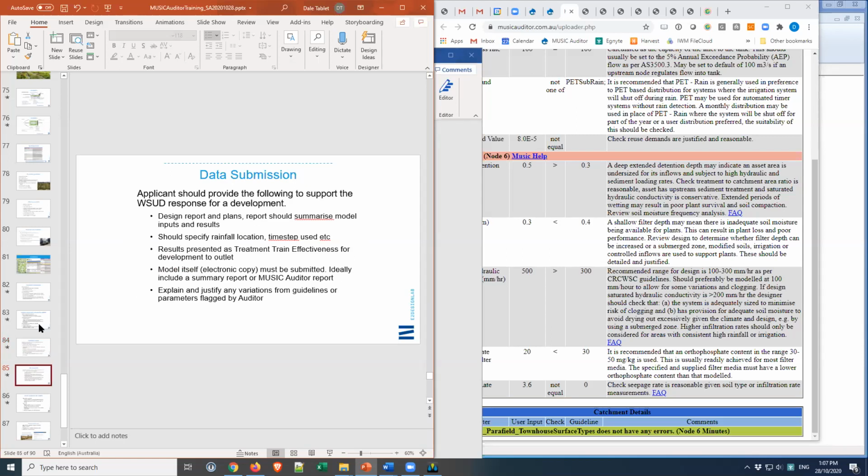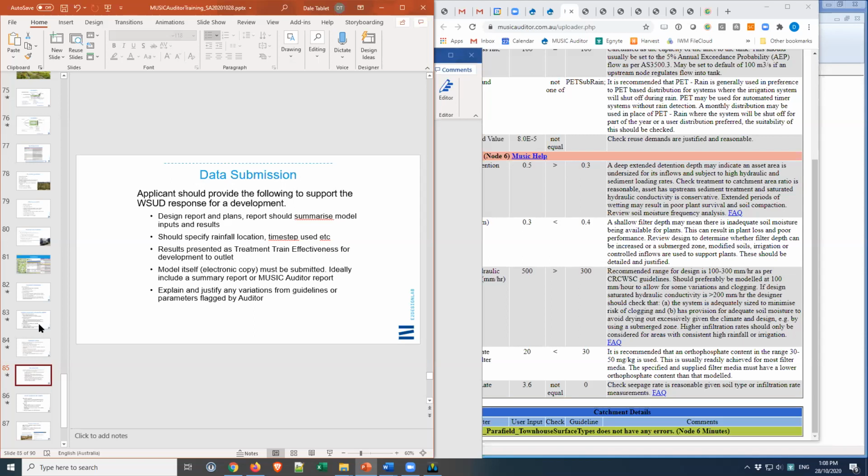Okay. Coming back to Jude's point about submissions, we would suggest the following is provided: that you've got design reports and plans, that there's a summary of all the model inputs and key results given, even if it's a 1 or 2 pager or something, but just summarize everything important for an assessor, make their job as easy as you can. You should spell out what climate's being used. Present the results as the treatment train effectiveness for the overall development to the outlet, and you should have the model itself and ideally the summary report submitted. And finally, any variations or deviations, put in a justification and an explanation.